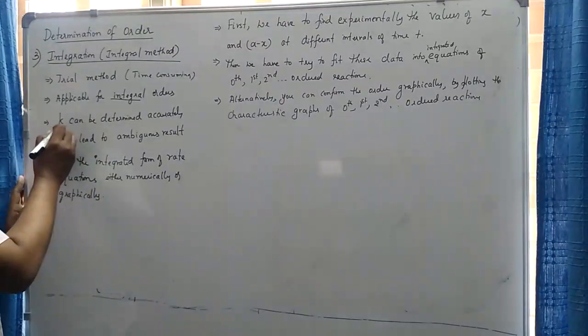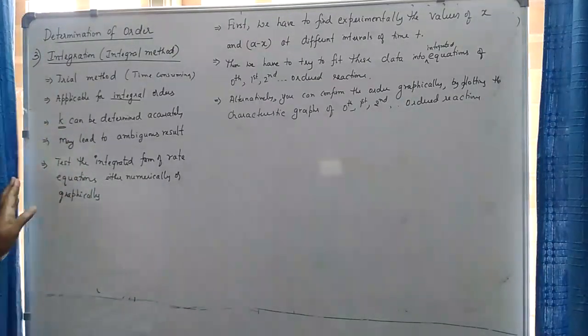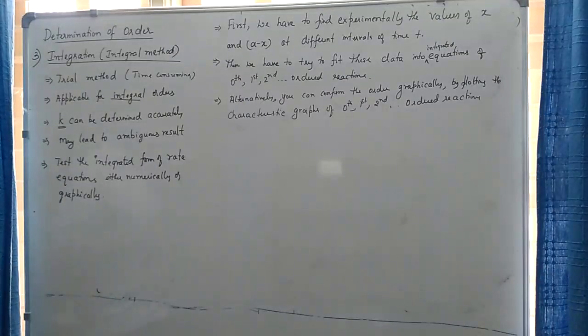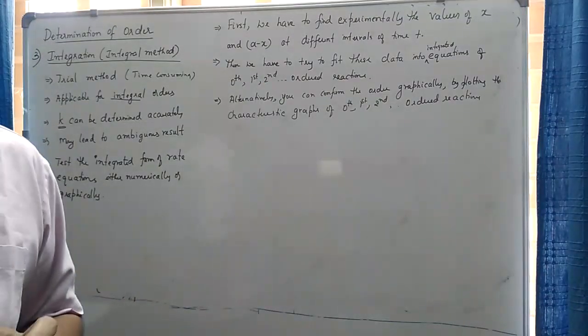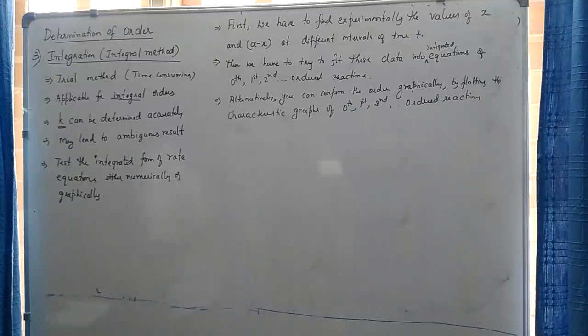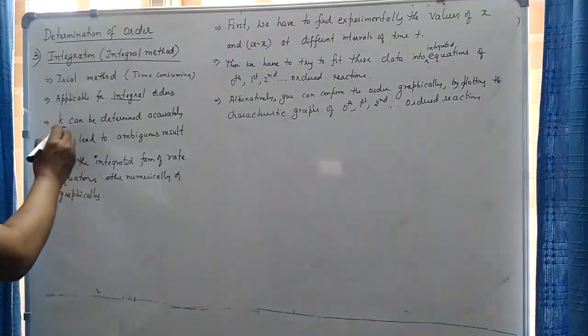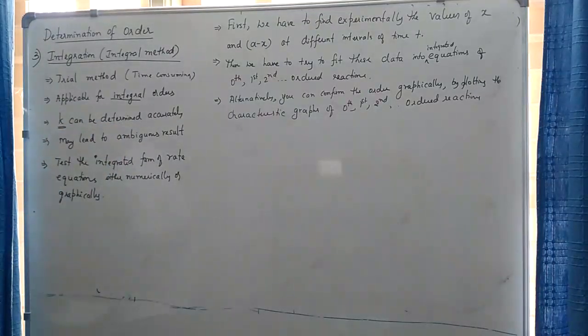The advantage, or the plus point, of this method is that you can determine the rate constant of the reaction simultaneously with the order, and the rate constant is almost accurate. So we can determine the rate constant accurately.